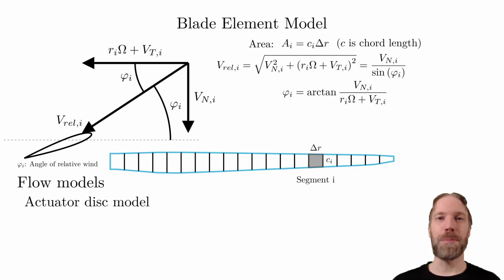The second common approach is the actuated line model, where one assumes that blades are linear force distributions. This will give a more realistic flow field, but will be more computationally expensive. We will not go any deeper into these models in the video, so consider this a brief orientation into the possible options.